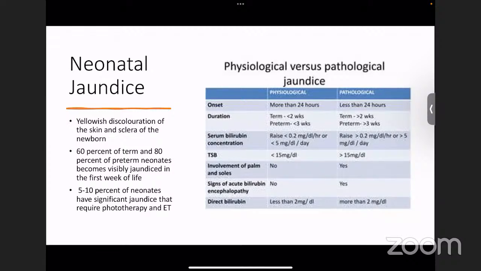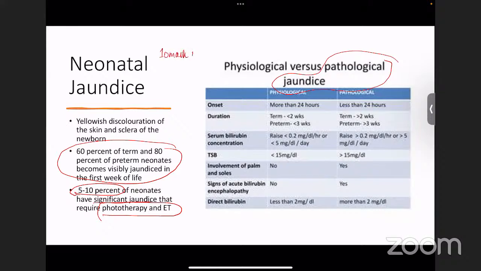Any yellowish discoloration of the skin and sclera of the newborn is known as neonatal jaundice. 60% of term and 80% of preterm babies become visibly jaundiced in the first week of life, whereas only 5 to 10% of these neonates have significant jaundice requiring phototherapy and exchange transfusion. This question on pathological jaundice was asked as a 10-mark question in a recent TNMGR MU pediatric paper. So be thorough with this topic.